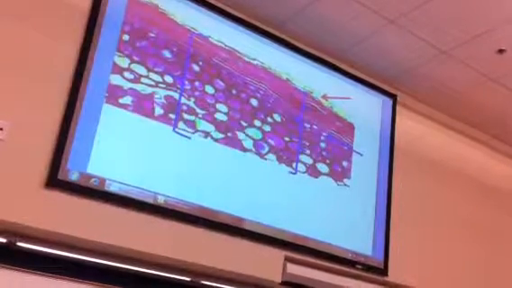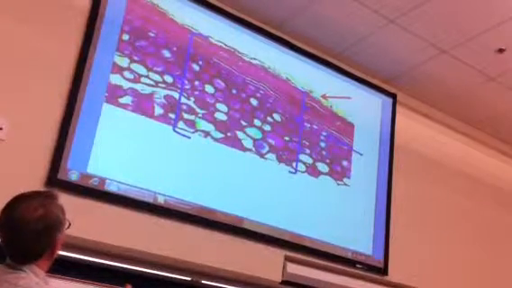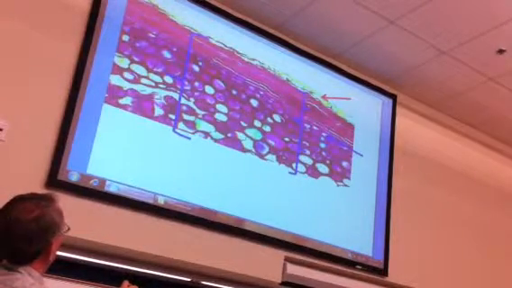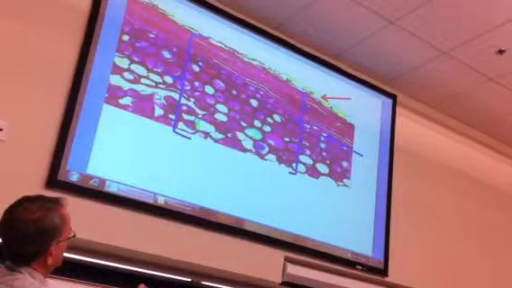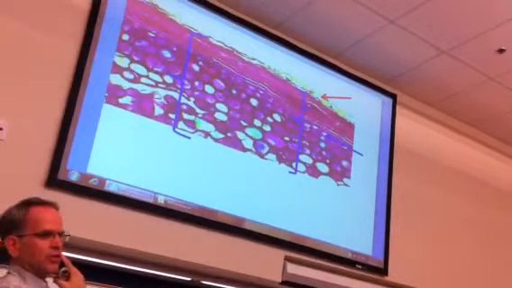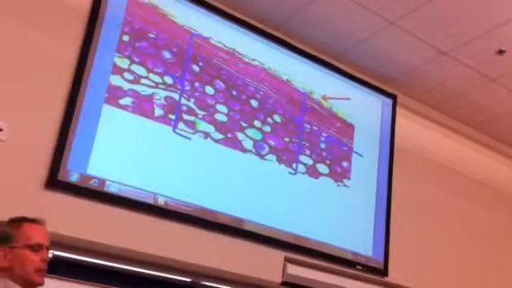Picture I said that I would be able to find for you that you were asking about. This is just the outer part of the tree, so everything in this bracket here is periderm. What's at the red arrow? Epidermis.